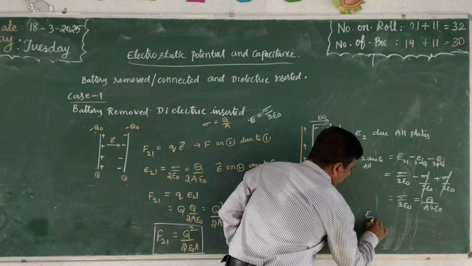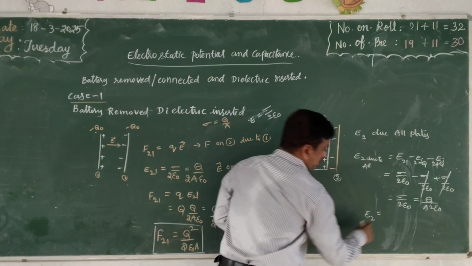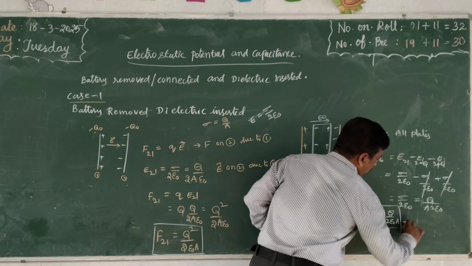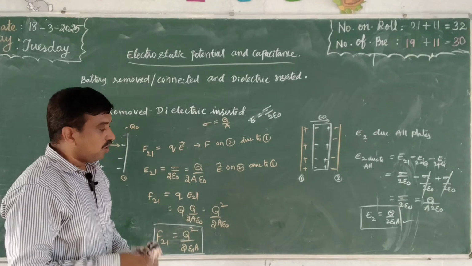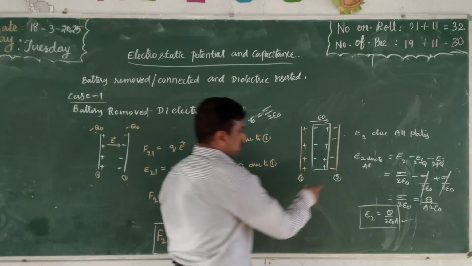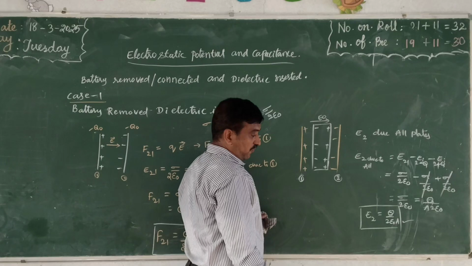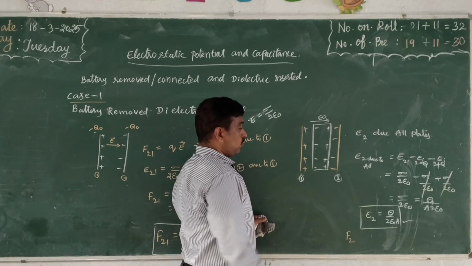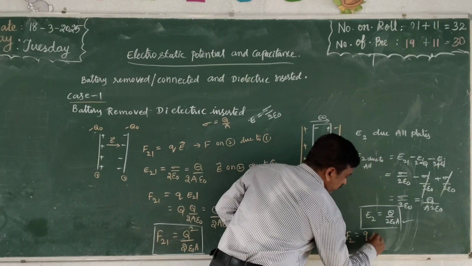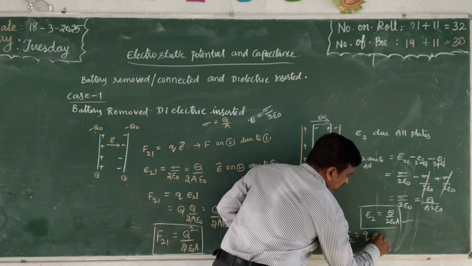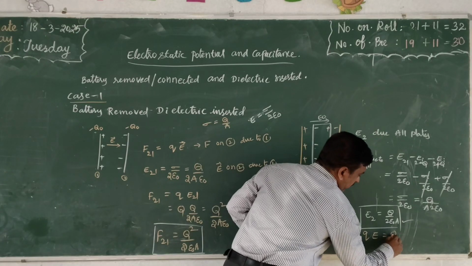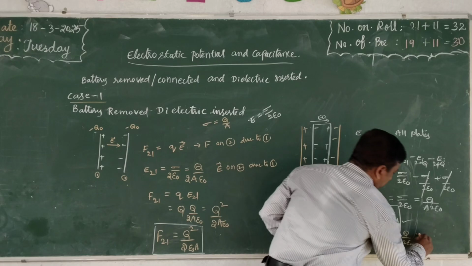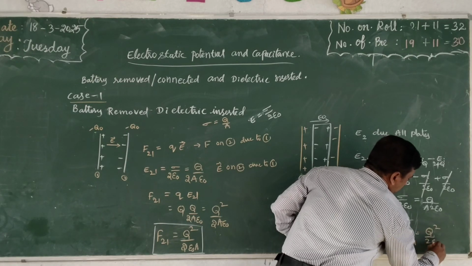What is the electric field on the second plate due to all plates? Q by 2 epsilon naught A. It's the electric field on the second plate due to all plates. What about the force on the second plate due to all plates? Force is Q into electric field. Here Q is capital Q, and the electric field is Q by 2 epsilon naught A, so the force is Q square by 2 epsilon naught A.